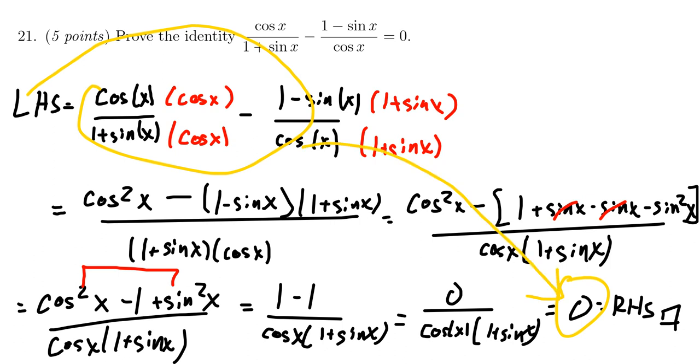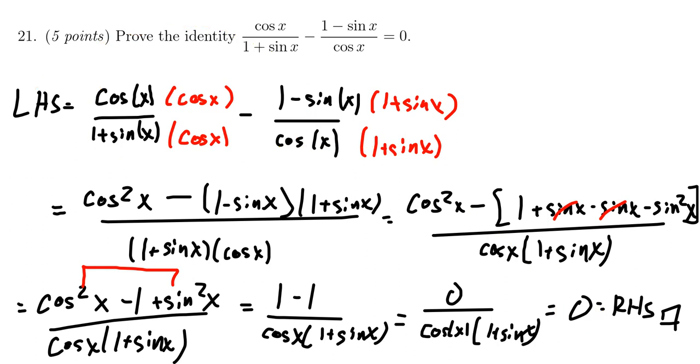And it's a sequence of equalities. So each statement should be connected to each other by an equal sign. So equal sign, equal sign, equal sign, equal sign, equal sign. You have all these equal signs that connect each expression together. If those equal signs are missing, then you haven't proven a trigonometric identity.